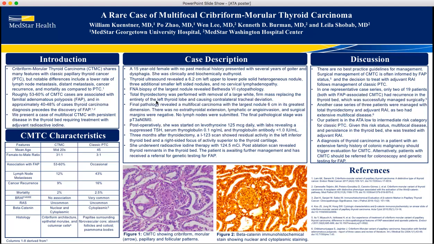So the patient received a total thyroidectomy, where they removed a very large mass replacing the entirety of the left thyroid lobe with some tracheal deviation. It was noted to be 6 centimeters in its greatest dimension, with no local or distant invasion of other structures. There were no lymph nodes submitted for exam. Postoperatively, she was started on levothyroxine with a suppressed TSH as expected, and a serum thyroglobulin of 0.1 nanograms per milliliter, with thyroglobulin antibody less than 0.1.